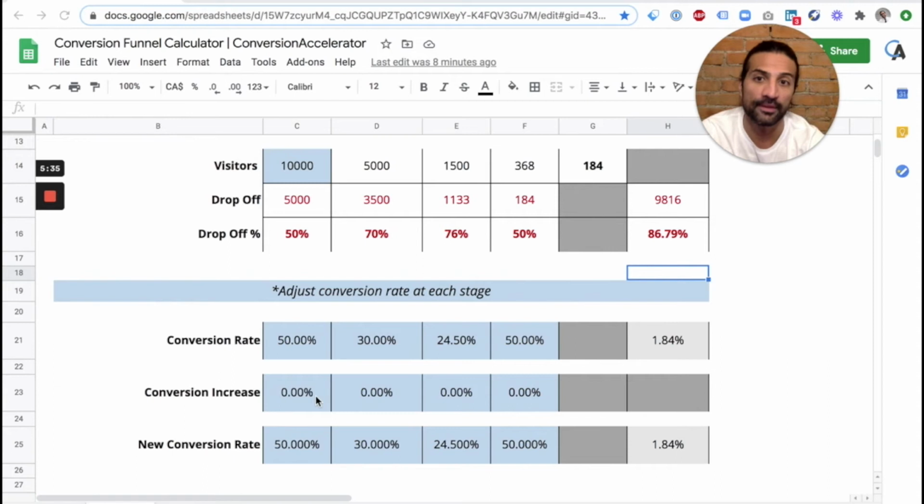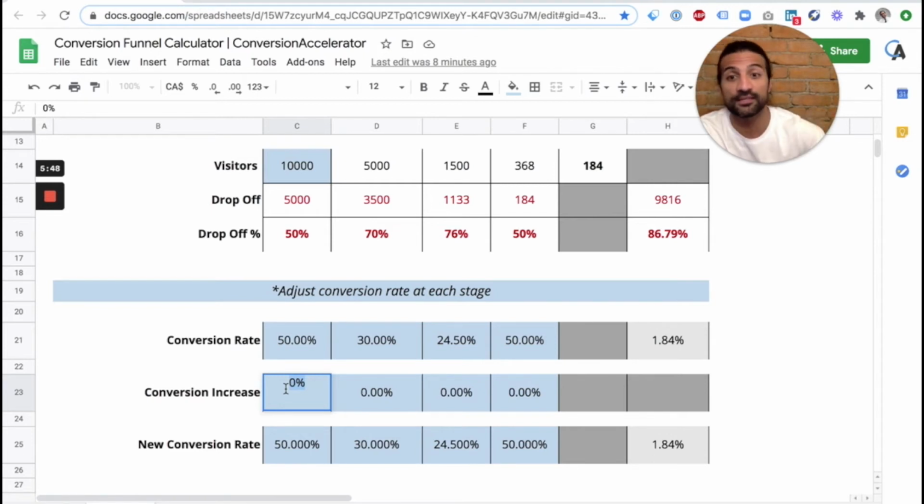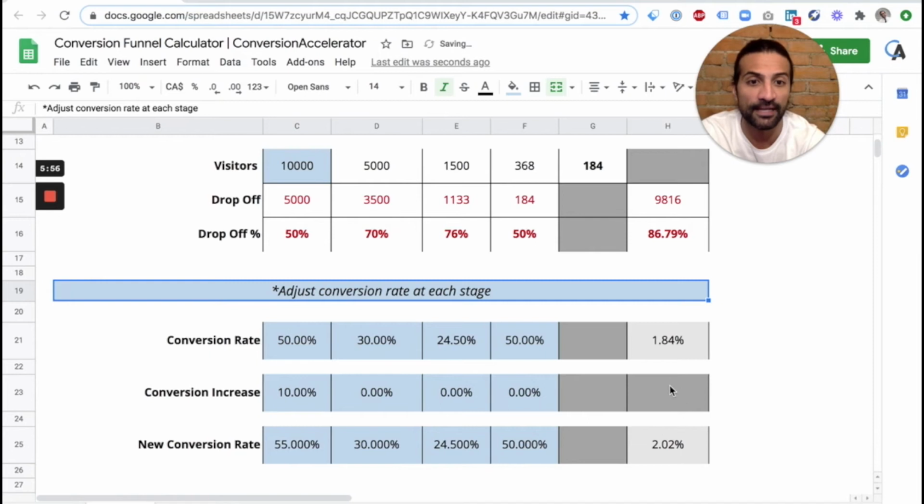What would happen if I managed to increase the conversion rate of people who visit my website to actually go to the product page, right? Let's say I could get 10% more people to go to a product page. How does that impact conversion rates?